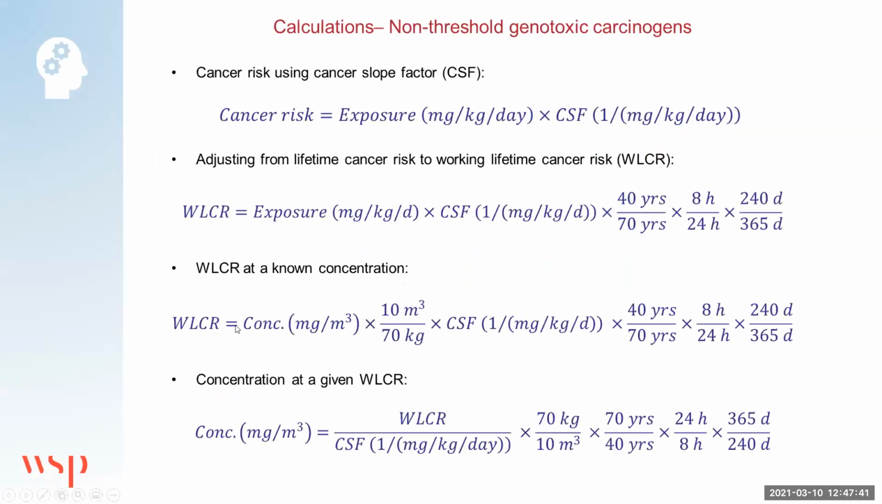Now, these were the calculations. I'm not going to go through these in any detail right now. I'll point out this is the working lifetime adjustment here, 40 over 70 years, 8. So here's the continuous, 70 years, 24 hours a day, 365, adjusted for 40 years, 8 hours a day, 240 days. If you go to the guidelines on the website, this is all explained a bit better, or we can discuss these offline for those who want to get deep into this part of it.